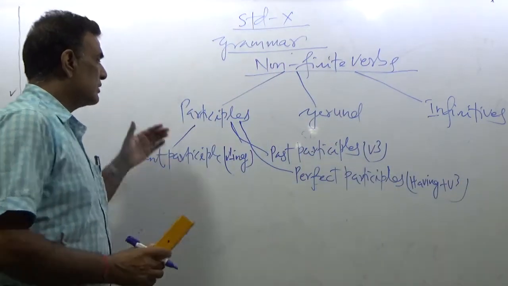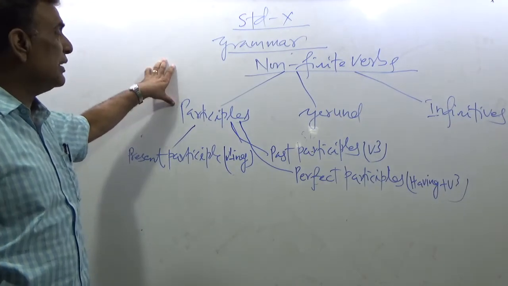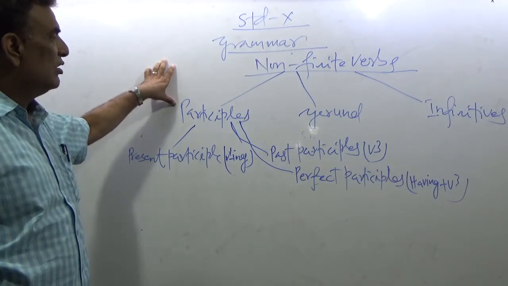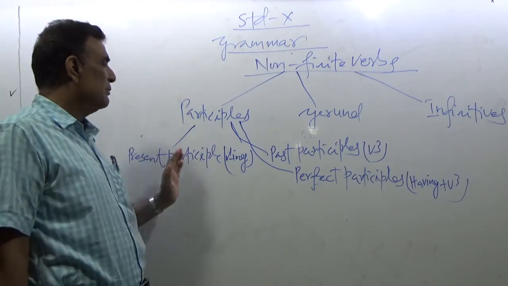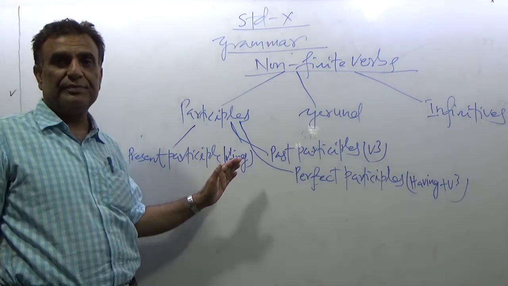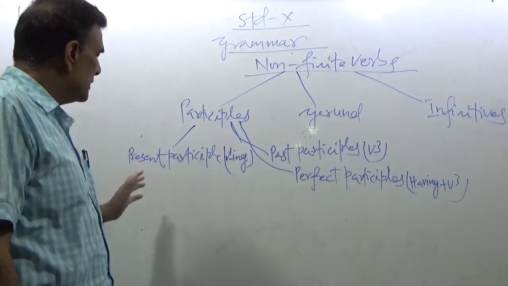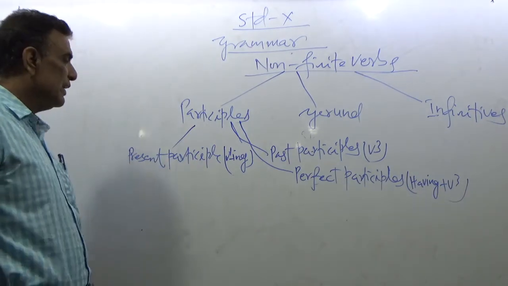Now first let us take these participles first. These participles of non-finite verbs are also of three types. First is the present participle, that is given in the ing form. And this present participle, let us take first.